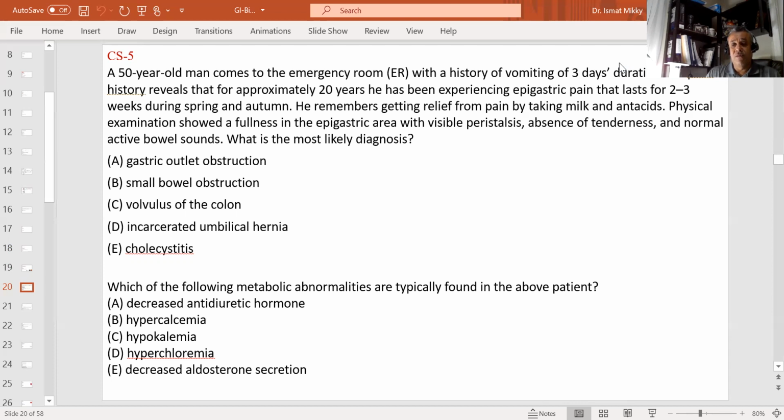The history of pain relief by taking the antacid also makes us think of that diagnosis of previous peptic ulcer disease. The patient with the umbilical hernia will have a mass in the region of the umbilicus or around the umbilicus.